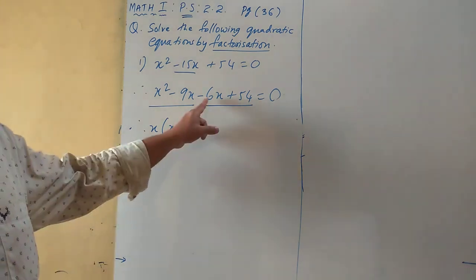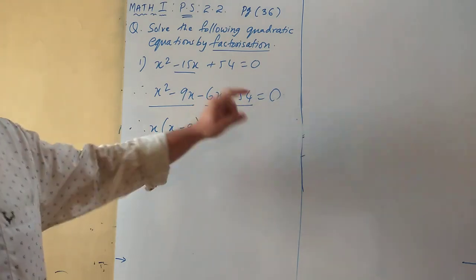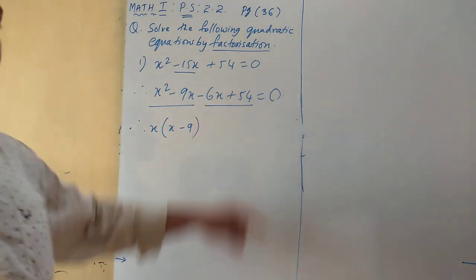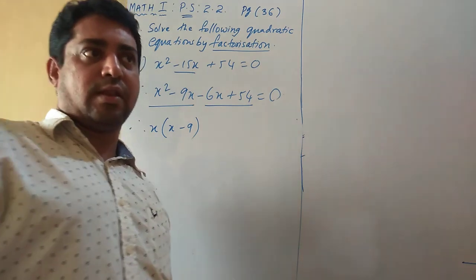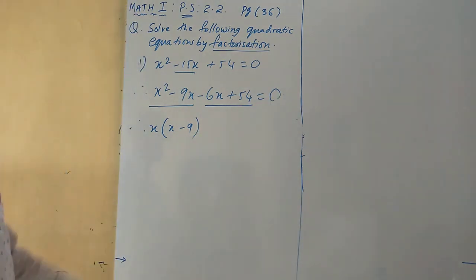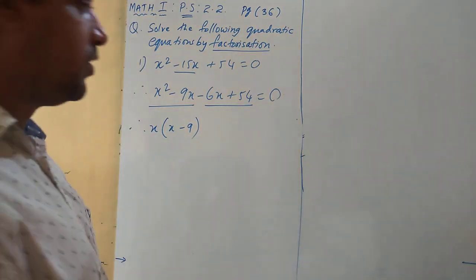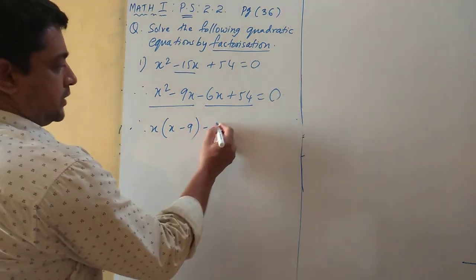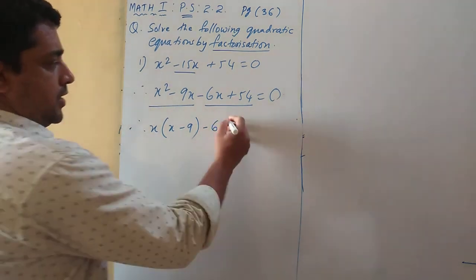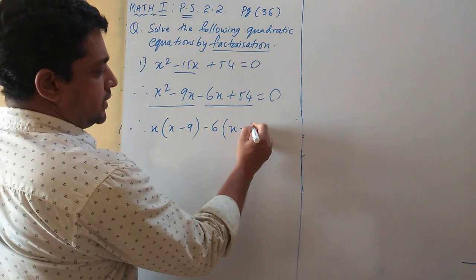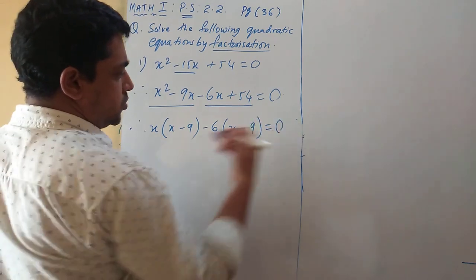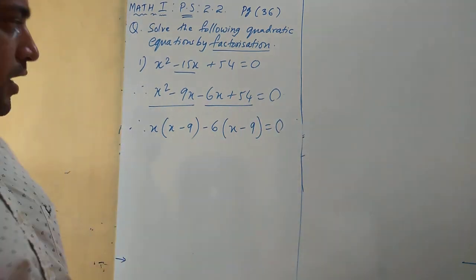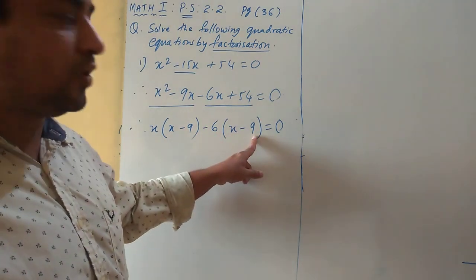Okay, so here the numbers are 6 and 54. Yes, table of 6. Okay, we get 54. How many times? 6, 9 times is 54. So I can take minus 6 as common, and here I will get x minus 9 is equal to 0. Okay, let's check. 6, 9 times is 54.